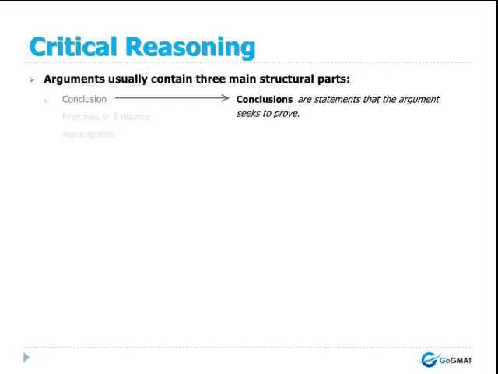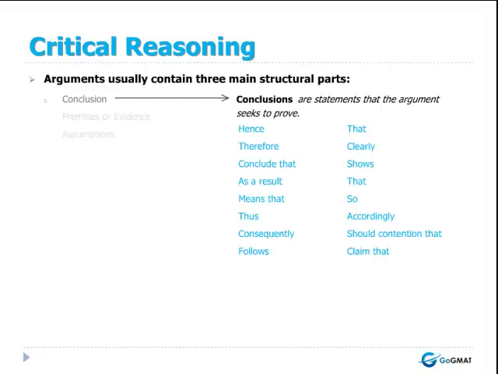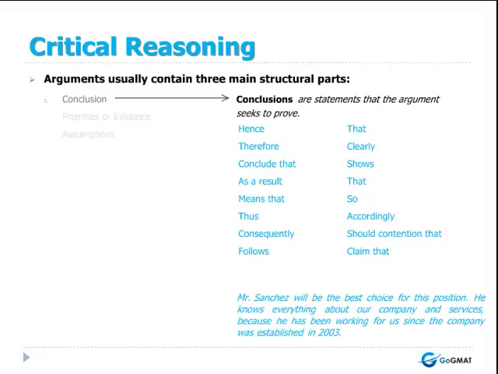A conclusion is often introduced by one of the following key words: hence, therefore, conclude that, as a result, and so on. A GMAT argument may have more than one conclusion. Consider the following example. Mr. Sanchez will be the best choice for this position. He knows everything about our company and services because he has been working for us since the company was established in 2003. In this argument, there are two conclusions: the main conclusion and the sub-conclusion.